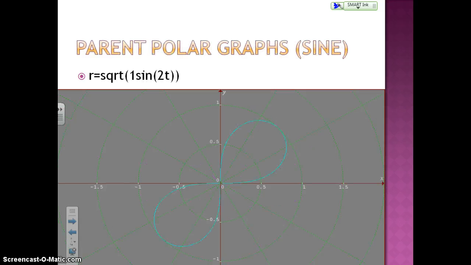So here we see the parent polar graph for sine. It's the same shape as cosine, it's just rotated. Again, the a value shows where the max deviation from the origin is.